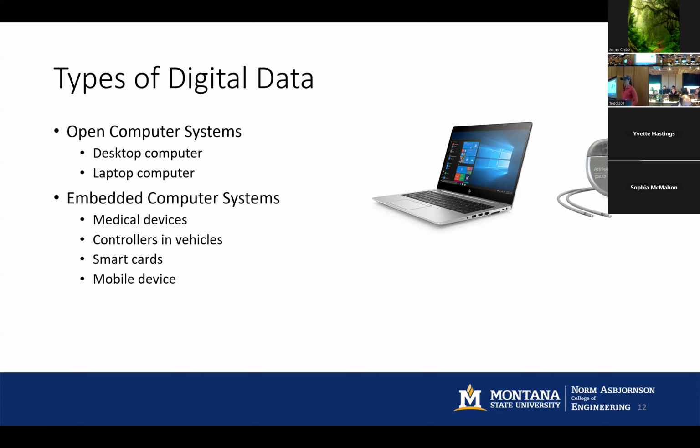So yeah, we have controllers in vehicles. We do have smart cards. The mobile device is kind of interesting because it can be fitted under an open computer system or an embedded computer system. But because it typically has a limited operating system on it, it's going to be considered more of an embedded computer system. So the last type of digital data are going to be those network systems. So this is again going to be where we're transmitting information from devices on the network.